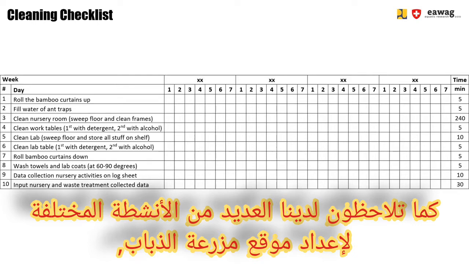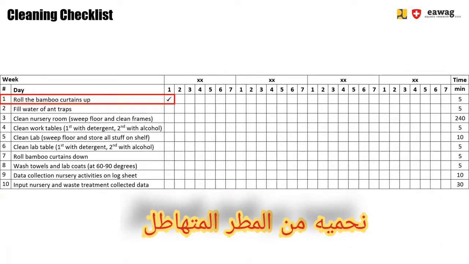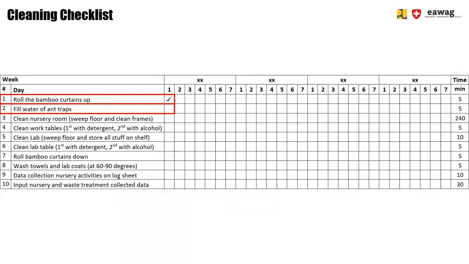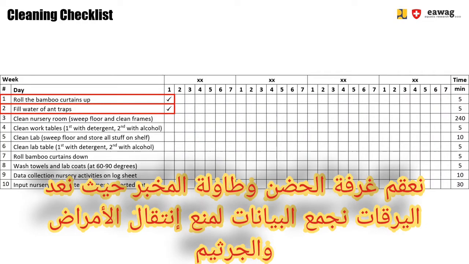So as you can see, we have some different operations concerned with preparing the site. We roll out the bamboo curtains for additional lighting for the loft cages and to protect them against rain when needed. We fill water of the end traps to prevent ants from getting into the different containers. Again, because we have an open site, ants can always come into the site.